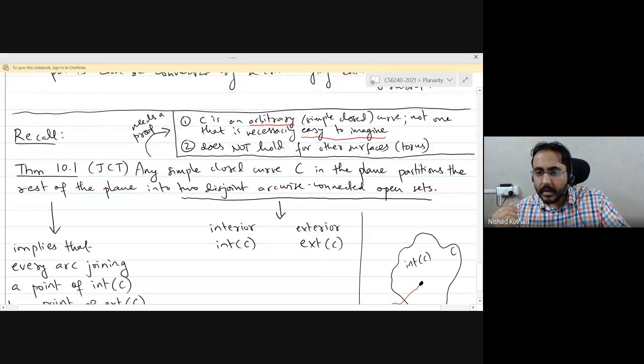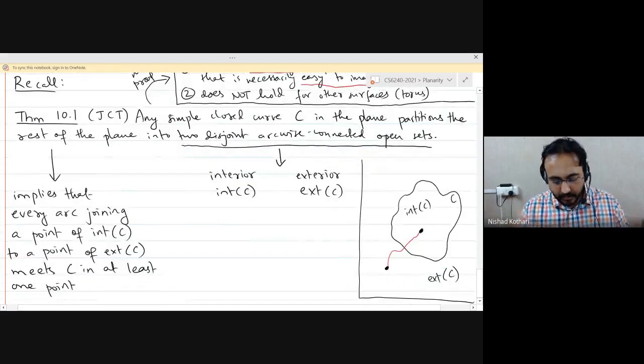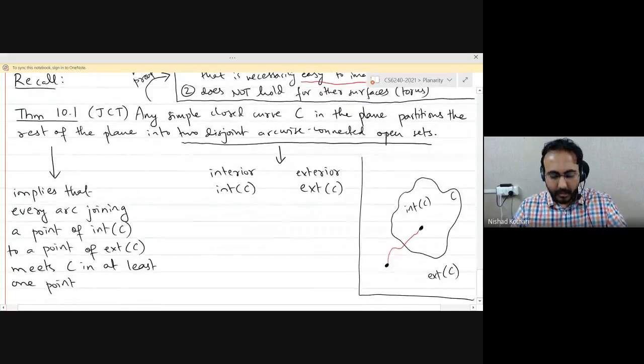Another reason is that this statement is not true for other surfaces like the torus, which is basically the donut, right? So on a torus, you can draw a curve that will not partition the rest of the surface into two disjoint sets, okay? So any proof of the Jordan curve theorem needs to make use of the topology of the plane because it doesn't hold for other surfaces in general, okay? So those are two reasons, in particular. I'm sure there are other reasons, okay?